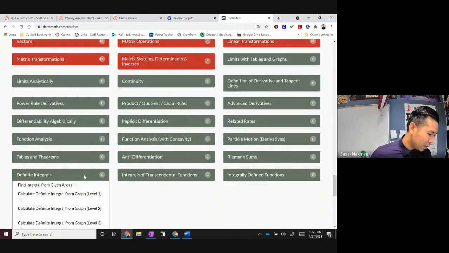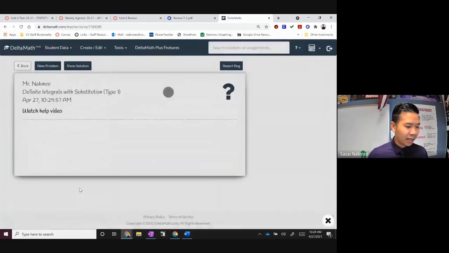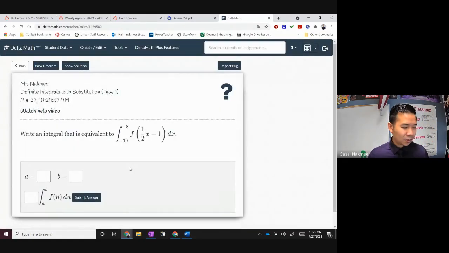So definite integrals, u substitution, type 1. I kind of messed up on this one. For type 1, I didn't show this to you guys, but the idea is this. When you do u substitution, you can actually plug in the A and B values into your u substitution and recalculate your A and B values so you don't have to sub back. So let me show you what I mean.